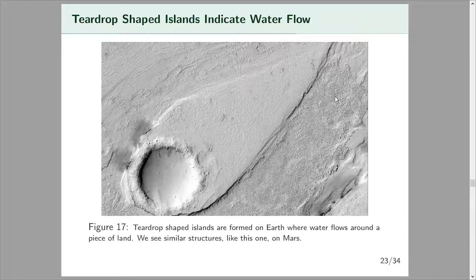Here's a nice piece of evidence that liquid water once flowed on the surface of Mars. That's a teardrop-shaped island. There are lots of them. And it looks like water. On Earth, we get those things when water flows past something. And so it looks like that has happened in Mars's past. There's no water currently on Mars's surface, no liquid water.